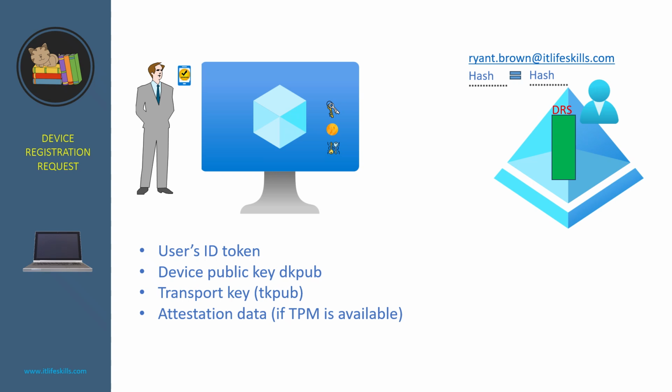Next, his personal device will send the device registration request to the device registration service in Entra ID, which includes the user ID token, the device public key, the transport public key, and the attestation data if the TPM chip is available.